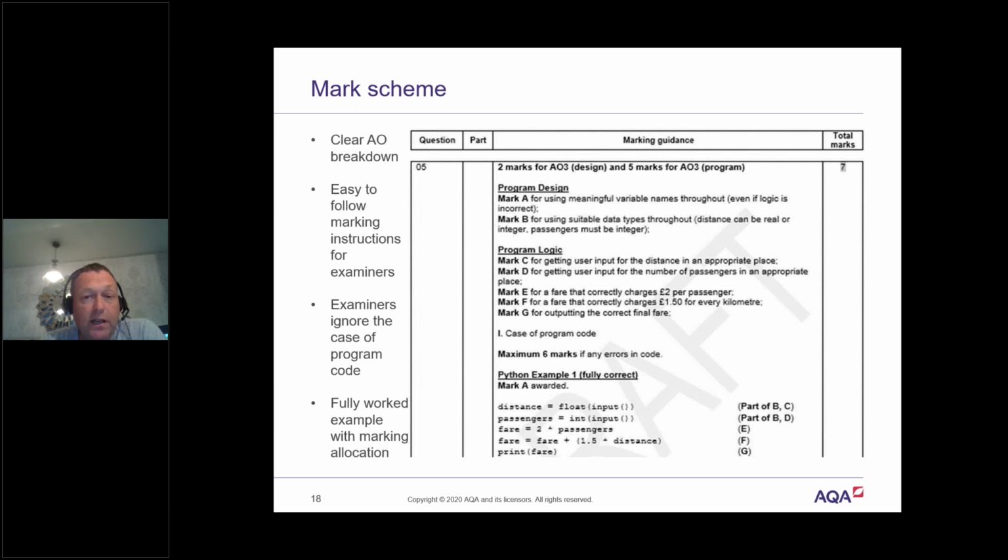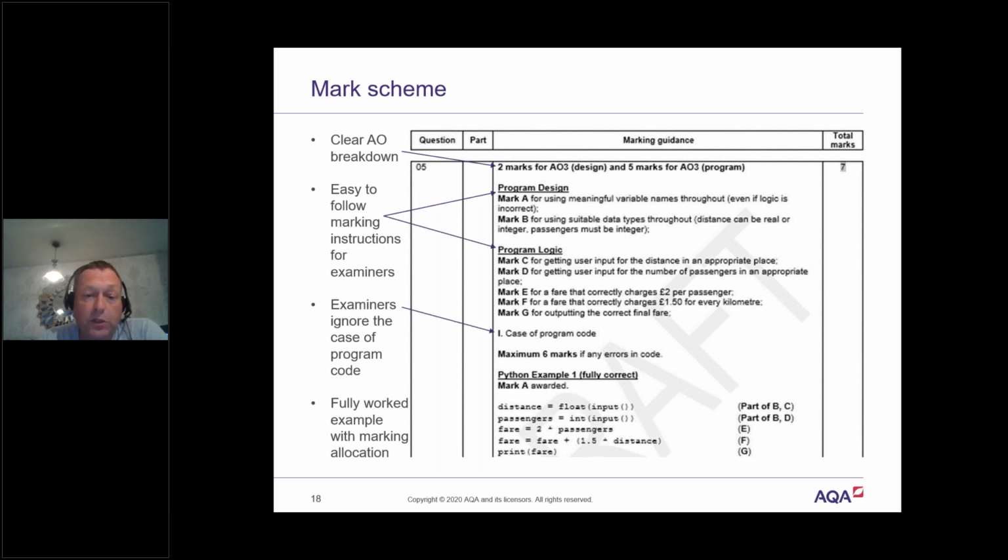The mark schemes, again, what we have to do in the mark schemes, we have to show where the assessment objectives are coming from. So in this 7-mark question, you can see that there are 2 marks for AO3 design and 5 marks for AO3 program. When we're producing mark schemes, the thing we don't want examiners to do is to put their own interpretation on a mark scheme. So the thing we're judged on, all awarding bodies are judged on, is the consistency of our marking. So what we will do in these mark schemes is we'll offer really easy to follow instructions for examiners.